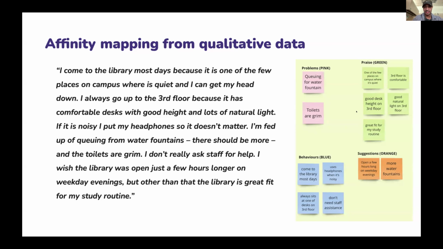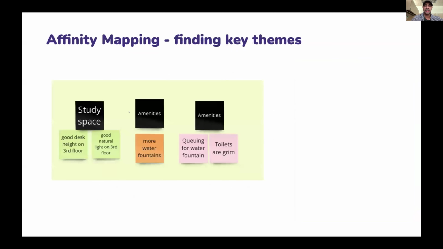Once you have this, the next part is you start identifying key themes. Study space is a theme that we identified: the third floor is a good study space, where there's a lot of natural light and good height on desks. Amenities is another theme that we identified. Under amenities, we have a suggestion where they want more water fountains, and we have a couple of problems where the toilets are grim and queuing for water fountains is a problem.